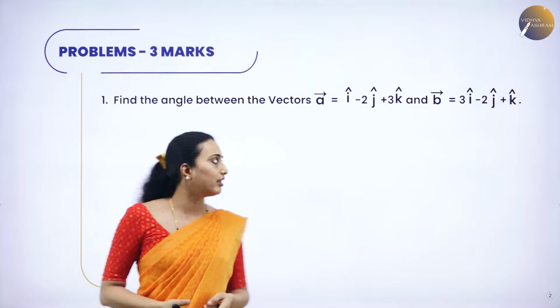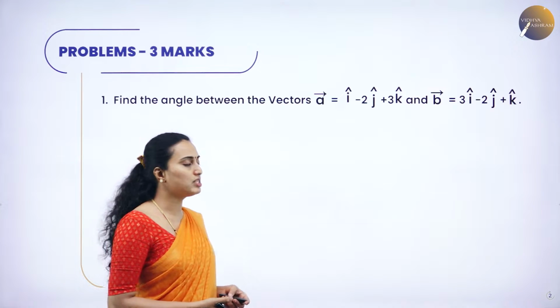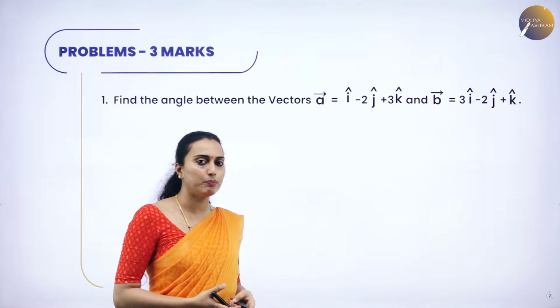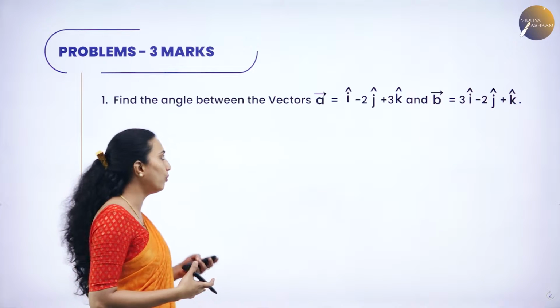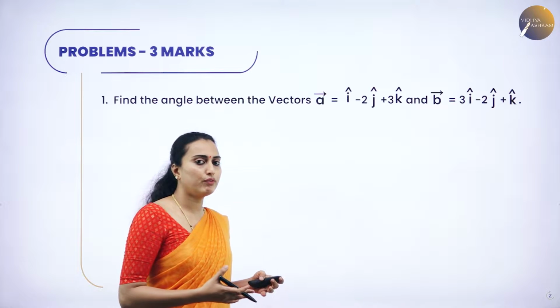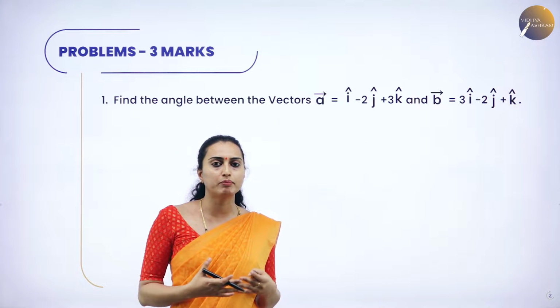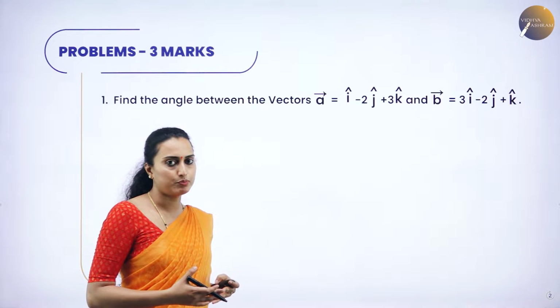Now let us move on to the problems. Find the angle between the vectors. A vector is equal to i minus 2j plus 3k and B vector is equal to 3i minus 2j plus k. Now here they have asked you to find out the angle, means you can go for a cross product or a dot product. Since you don't yet know what the cross product is, we'll use only the dot product. Here we are doing it by the dot product method. After this, we'll be learning what you mean by the cross product also.